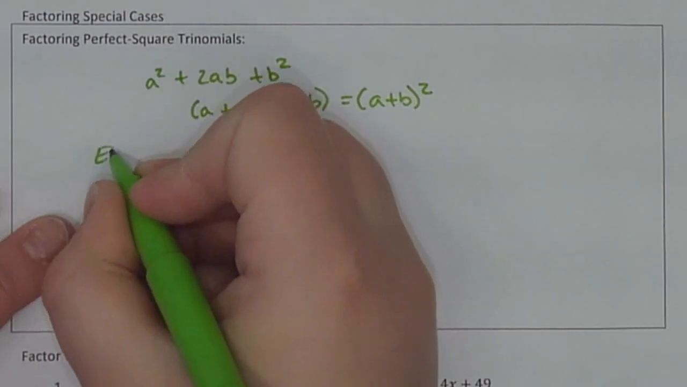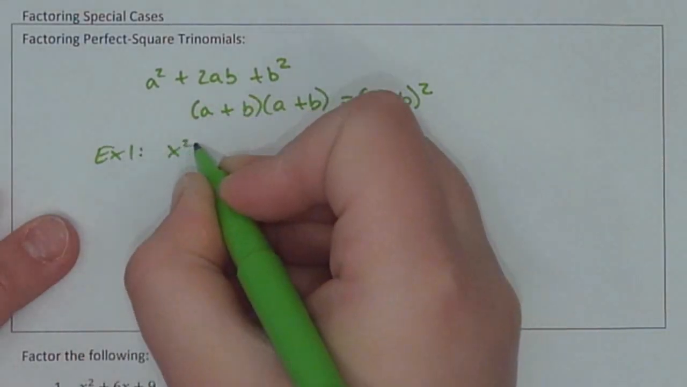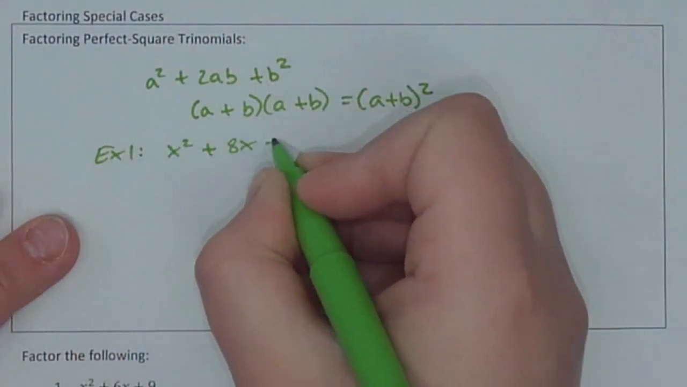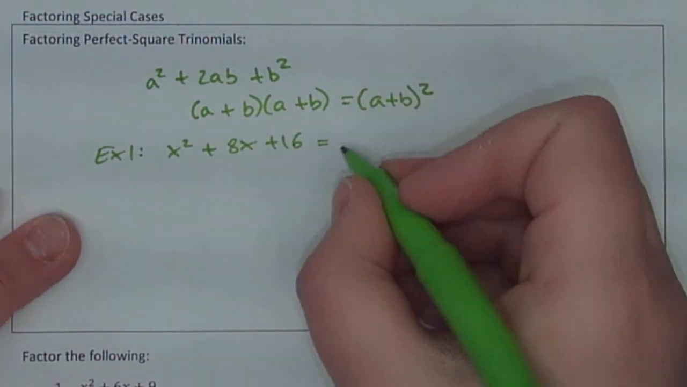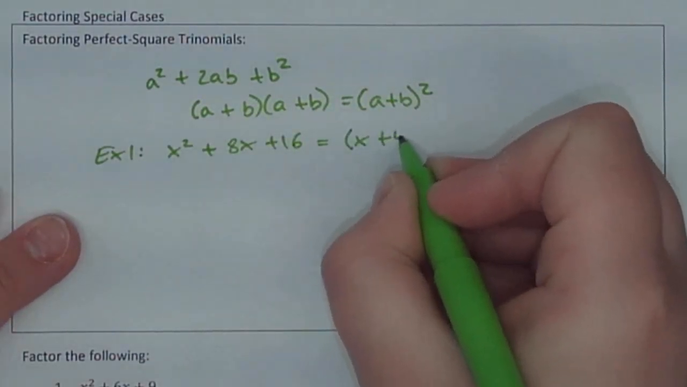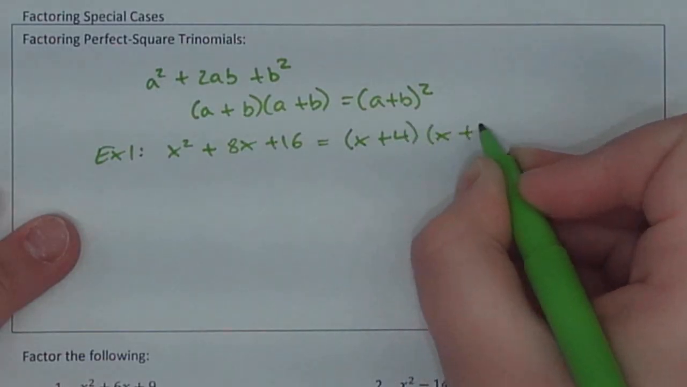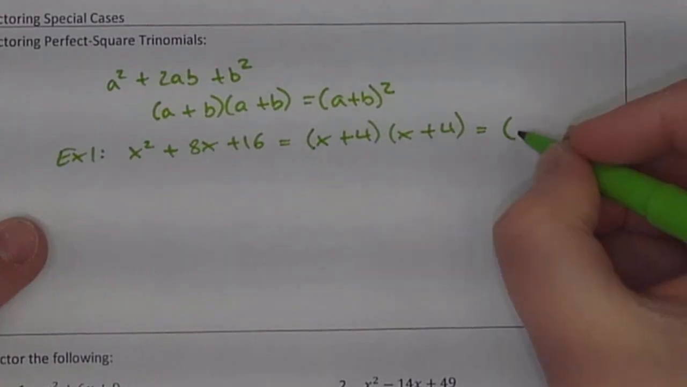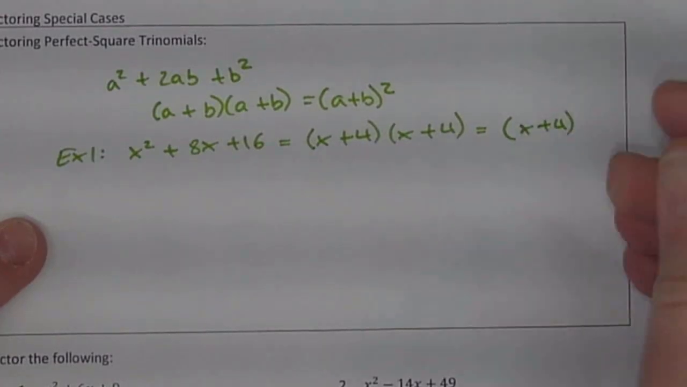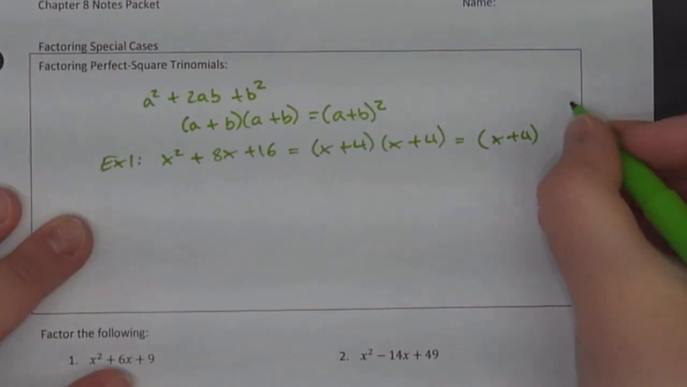Let me give you a number example here. So let's say we have x squared plus 8x plus 16. X squared and 16 we can both take the square root of, so we get x plus 4 and x plus 4, and since those are the same, we could write it as x plus 4 squared.